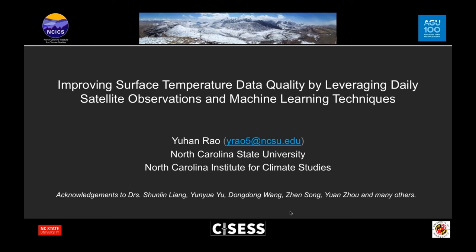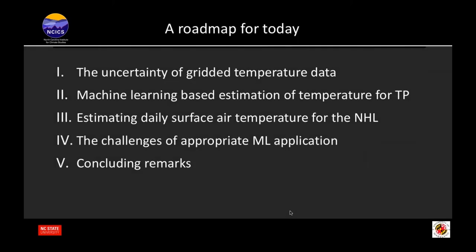And I have two case studies here. One is for the Tibetan Plateau in China, and the other one would be the northern high latitude over 60 degrees north, where we also have really sparse station coverage. And then the last part to close out will be the challenges of appropriate machine learning applications using Earth observations and environmental data.